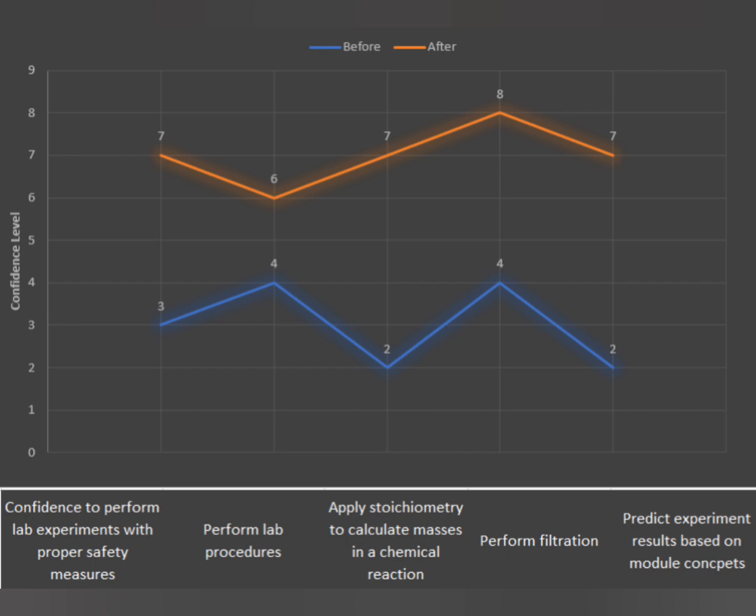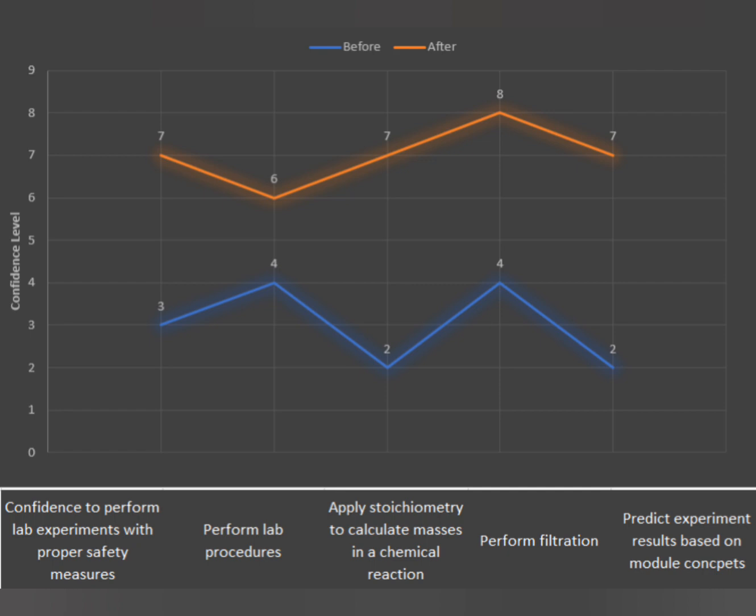Applying stoichiometry to calculate masses. This was something that I hadn't done in a really long time. It's been a couple of years since I took my chemistry class, so I was a little rusty. I went low there with a 2. But now that I've had some refreshers, I've watched some really good background videos, and then of course the practice during the labs, I feel a lot better about this process, and I'm now at a 7.